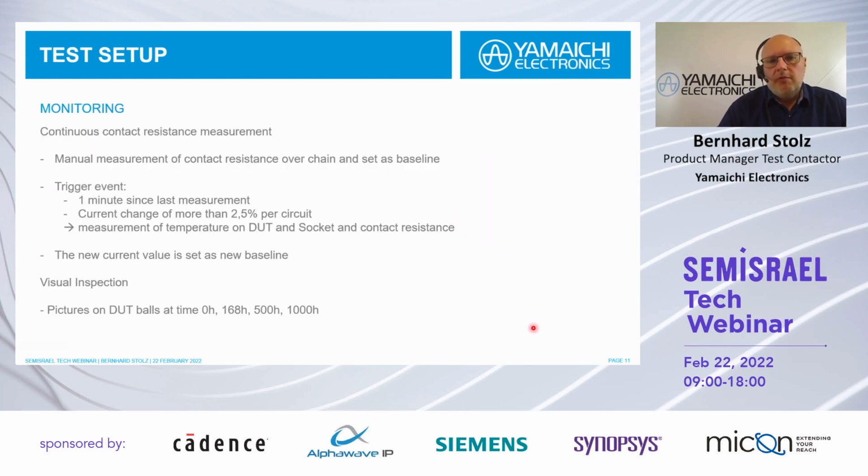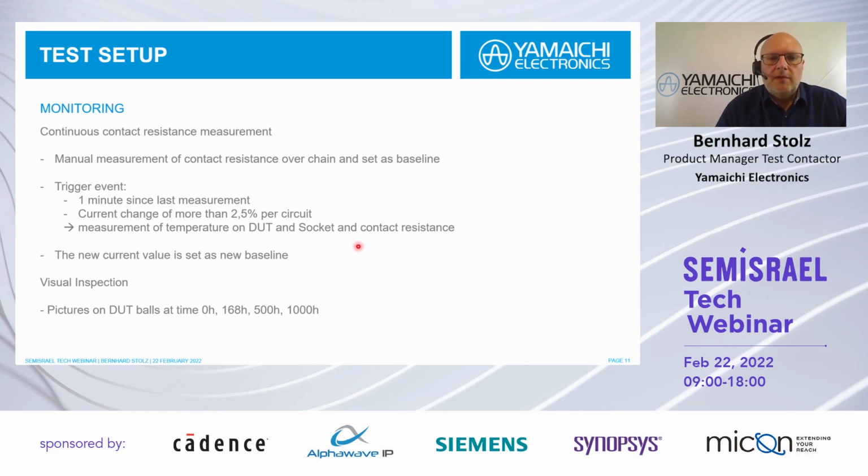Good, what do we actually do during the test? We monitor the contact resistance, and basically what we have to do before is an initial measurement and set this as a baseline. So we measured all the contact resistance in the loop and manually set the right resistor there, then calculated the applied current, and this is how we start. And then we have trigger events.